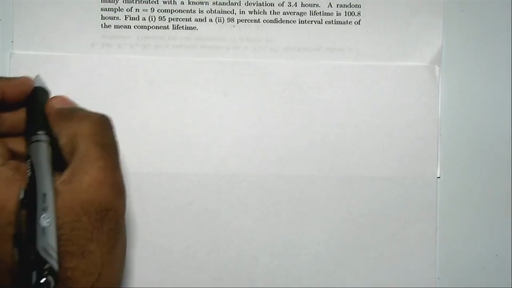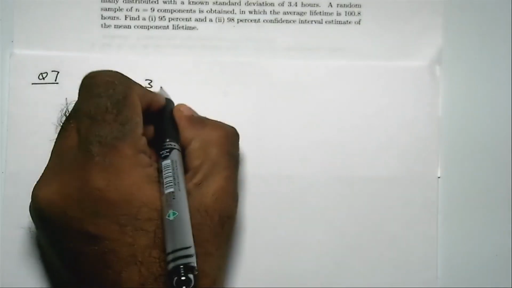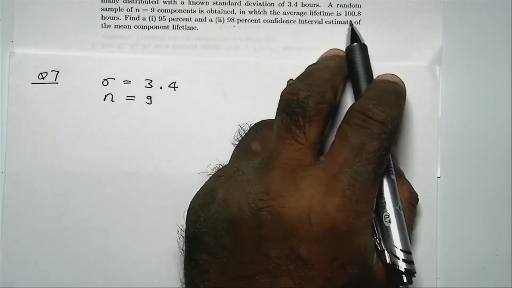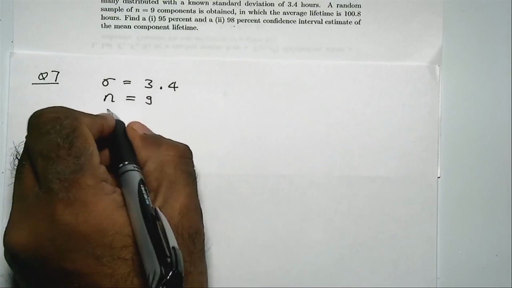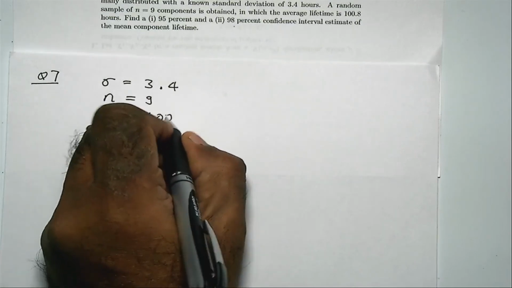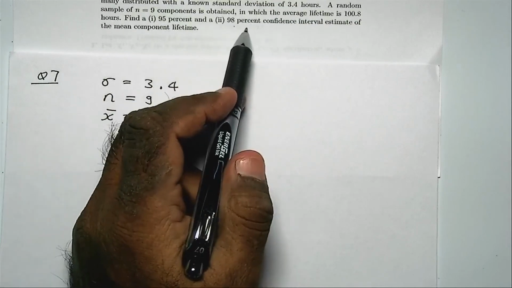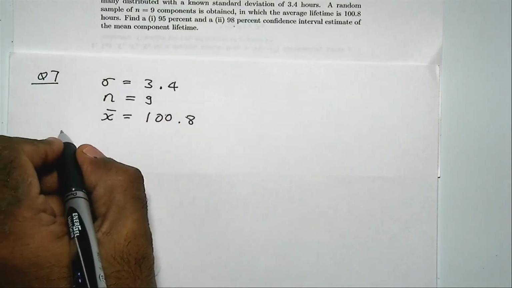The final question on this sheet is question 7, which is this one. Here you're given a standard deviation of 3.4, a sample size of 9, and you're told that the average lifetime is 100.8 hours, so x bar is 100.8. And you're asked to find the 95% and 98% confidence interval for the population mean. So let's start with the first part.